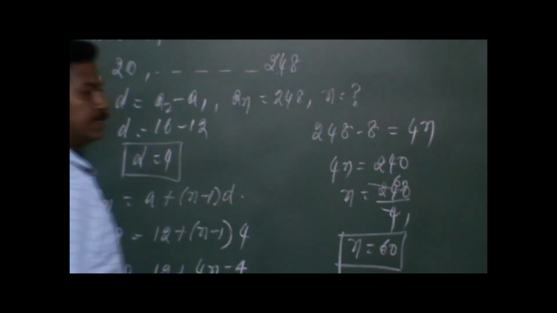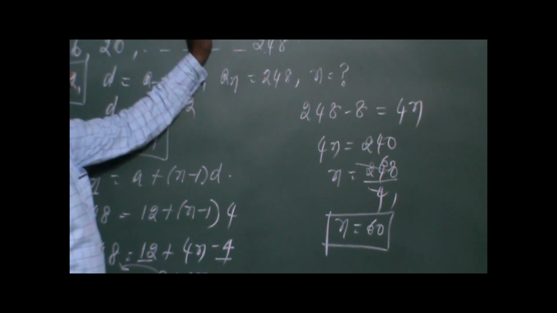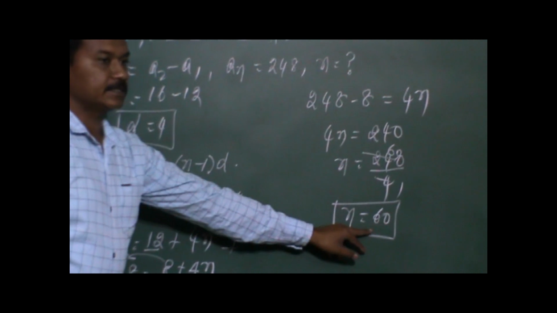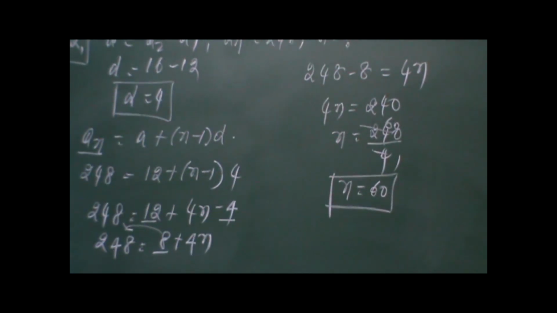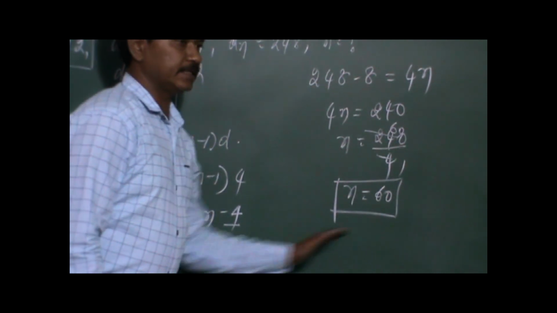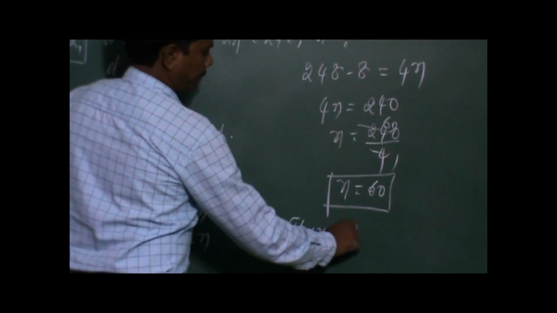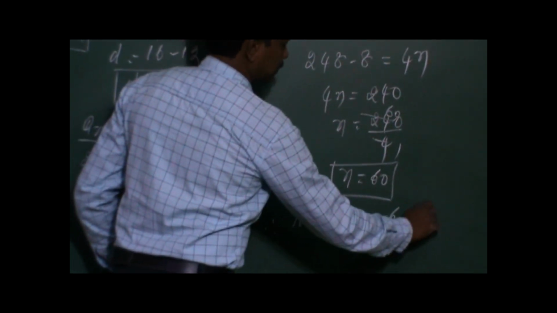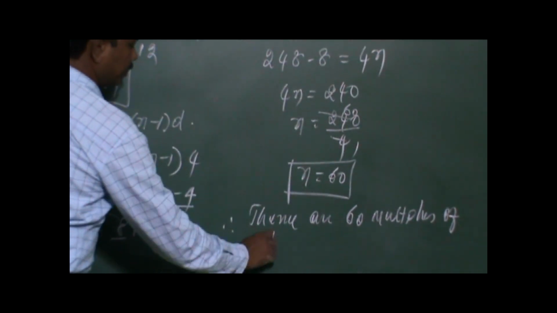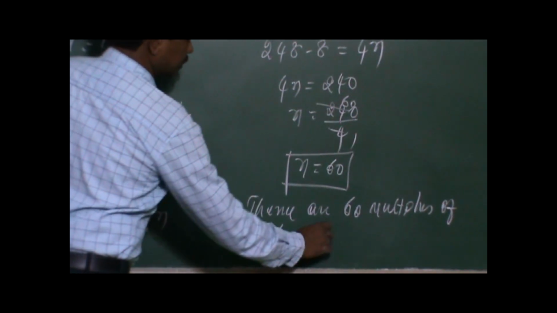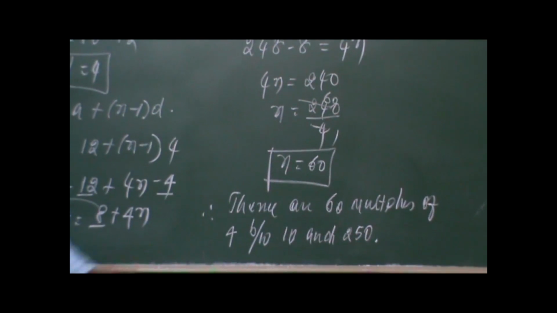So how many multiples of 4 lie between 10 and 250? There are 60 multiples of 4 between 10 and 250. So you have to conclude this problem by writing the statement. So therefore there are 60 multiples of 4 between 10 and 250. So this problem will be for 2 marks.